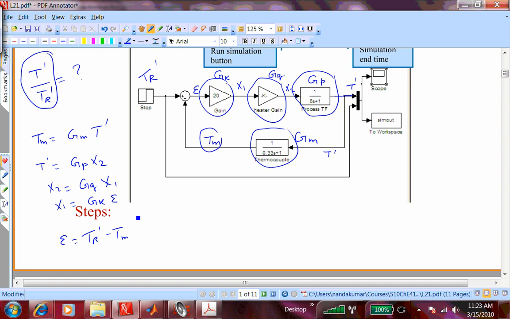Exactly. I guess I should put prime in every place to indicate that it's a deviation variable. Okay? So there we have all the equations relating the input and the output.